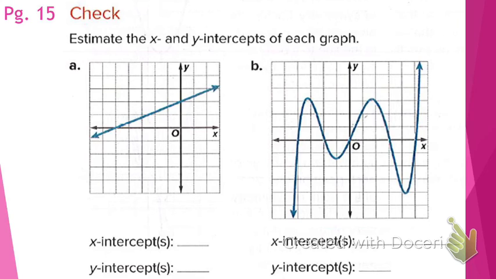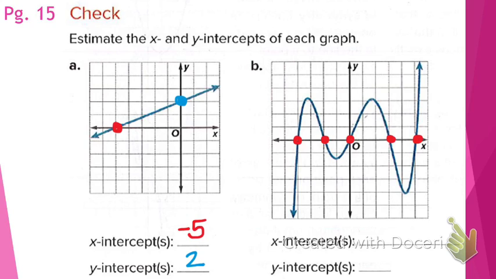Okay. So for my x-intercept, that would be right here. And what does x equal right there? Who had -5? A lot of people had it right. And then my y-intercept is right here, and that would be 2. Now for the second graph, though, we have a lot of x-intercepts. We have 1, 2, 3, 4, 5.